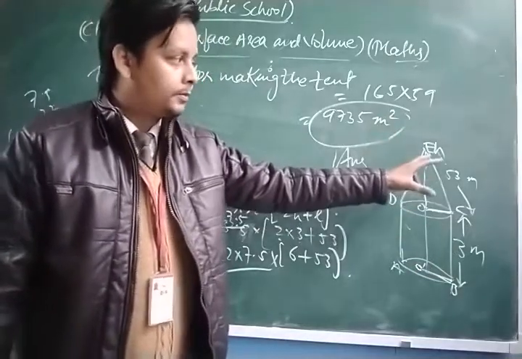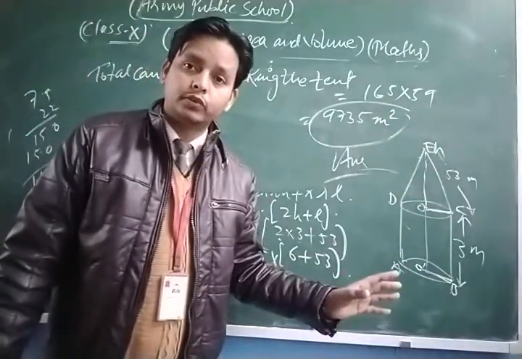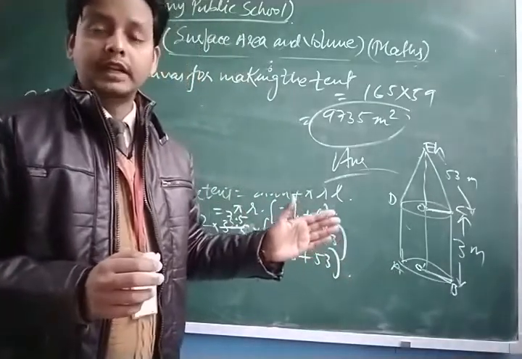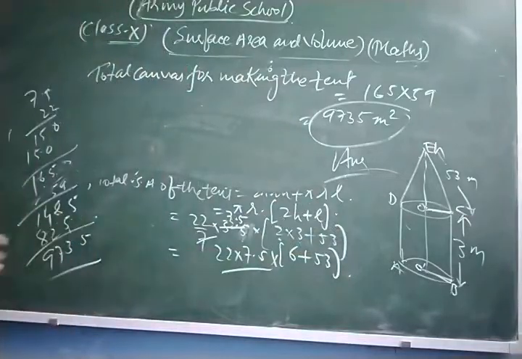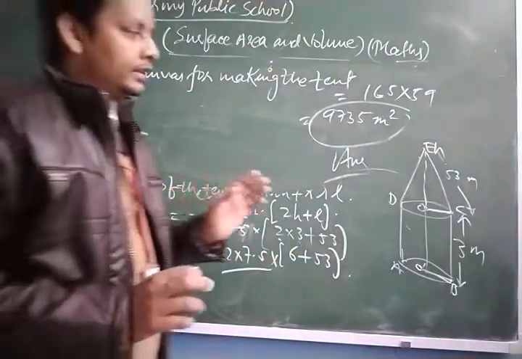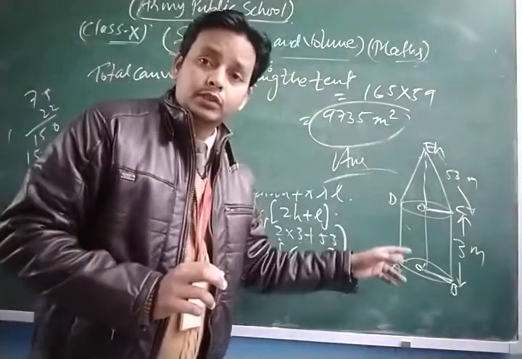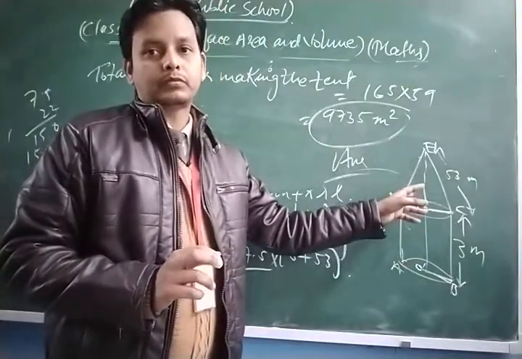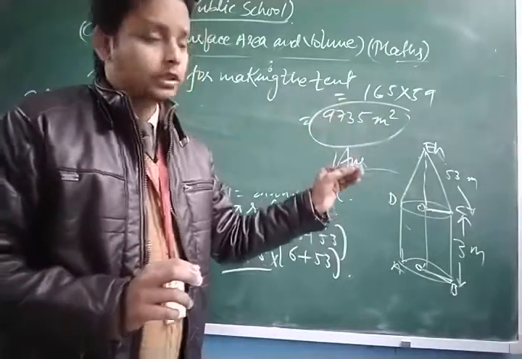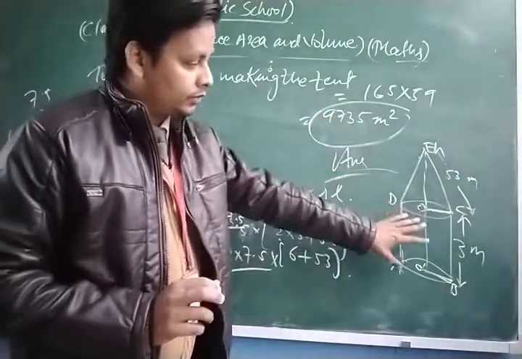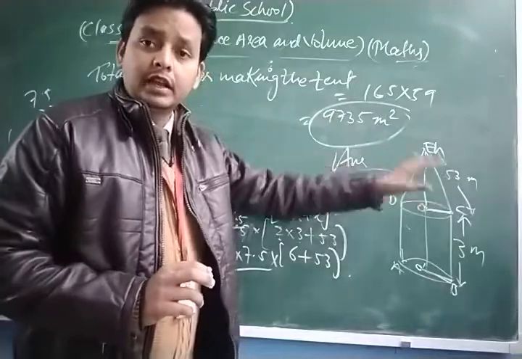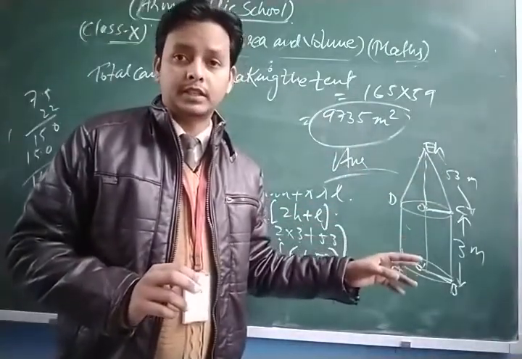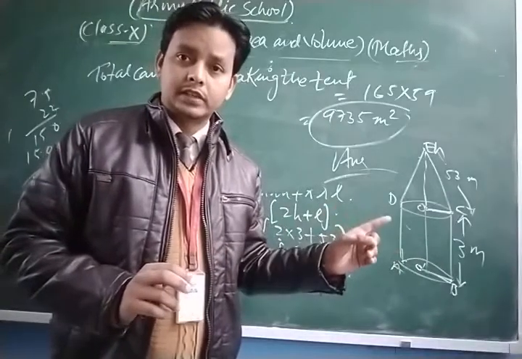So according to that, if we find the total canvas used for making a tent, we add their curved surface areas always. In the case of a combination of solids, we don't use the total surface area of the shape. So the total canvas used for making the tent is the curved surface area of the cylinder plus the curved surface area of the cone. The slant height is already given, and we know that the curved surface area of the cylinder is 2 pi r h, and the curved surface area of the cone is pi r l.